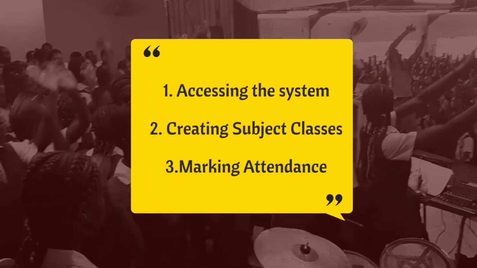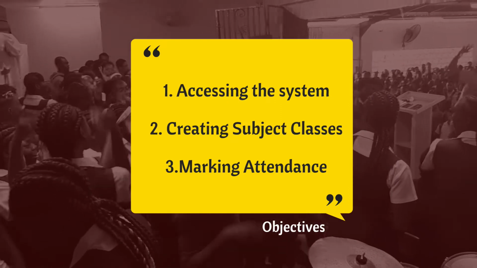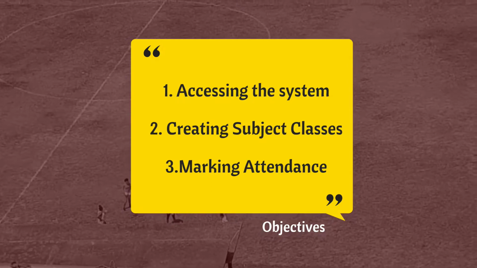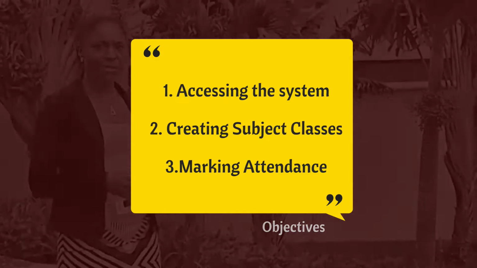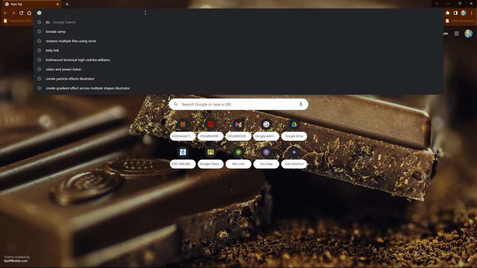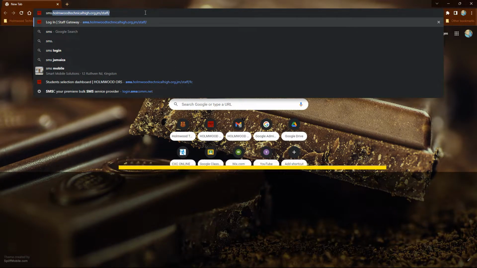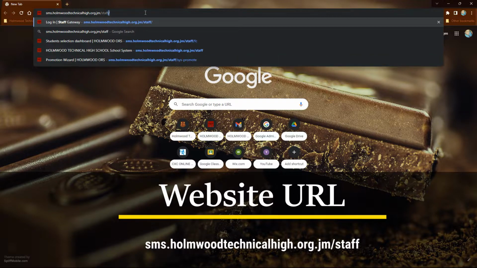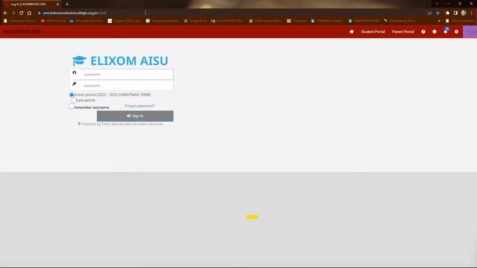In this video, we will be looking at how we access the system, how to create our subject classes, and how to mark attendance. There are two ways of accessing the Elixom Aisu eSMS. The first method is to access it by typing the full URL into the address bar. The URL is sms.holmwoodtechnicalhigh.org.jm/staff. This will take you to the login page.